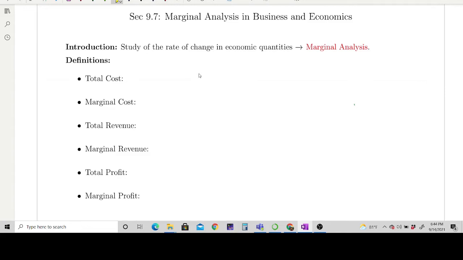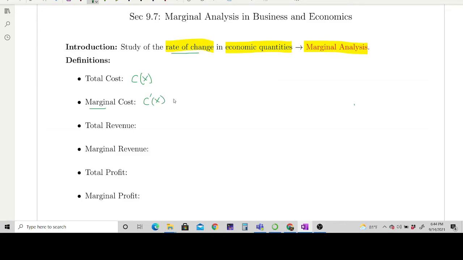Marginal analysis in business economics: the study of the rate of change in economic quantities is the marginal analysis. Let's begin with some definitions. The total cost function is denoted by C of x. And the marginal cost, marginal means the rate of change, that means you're going to take the derivative. So the marginal cost is the derivative of the cost function, which is C prime of x.